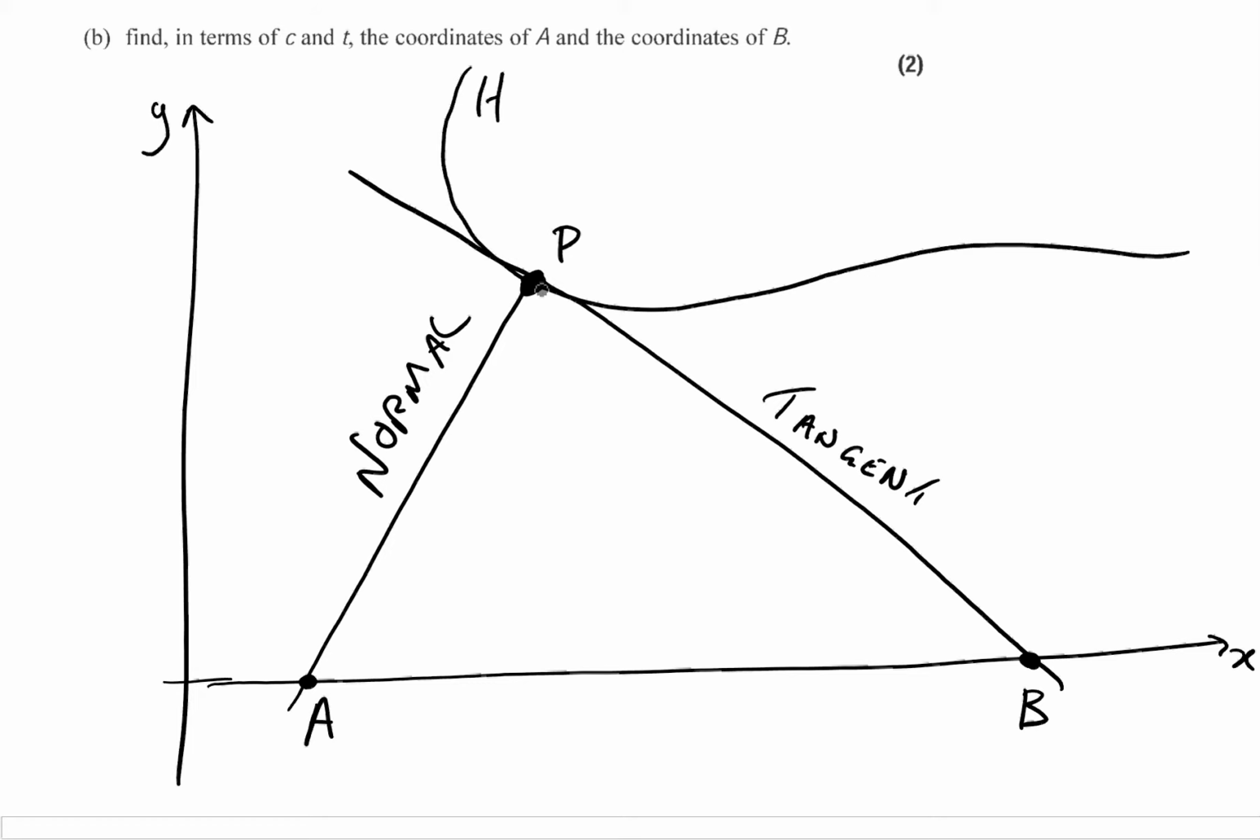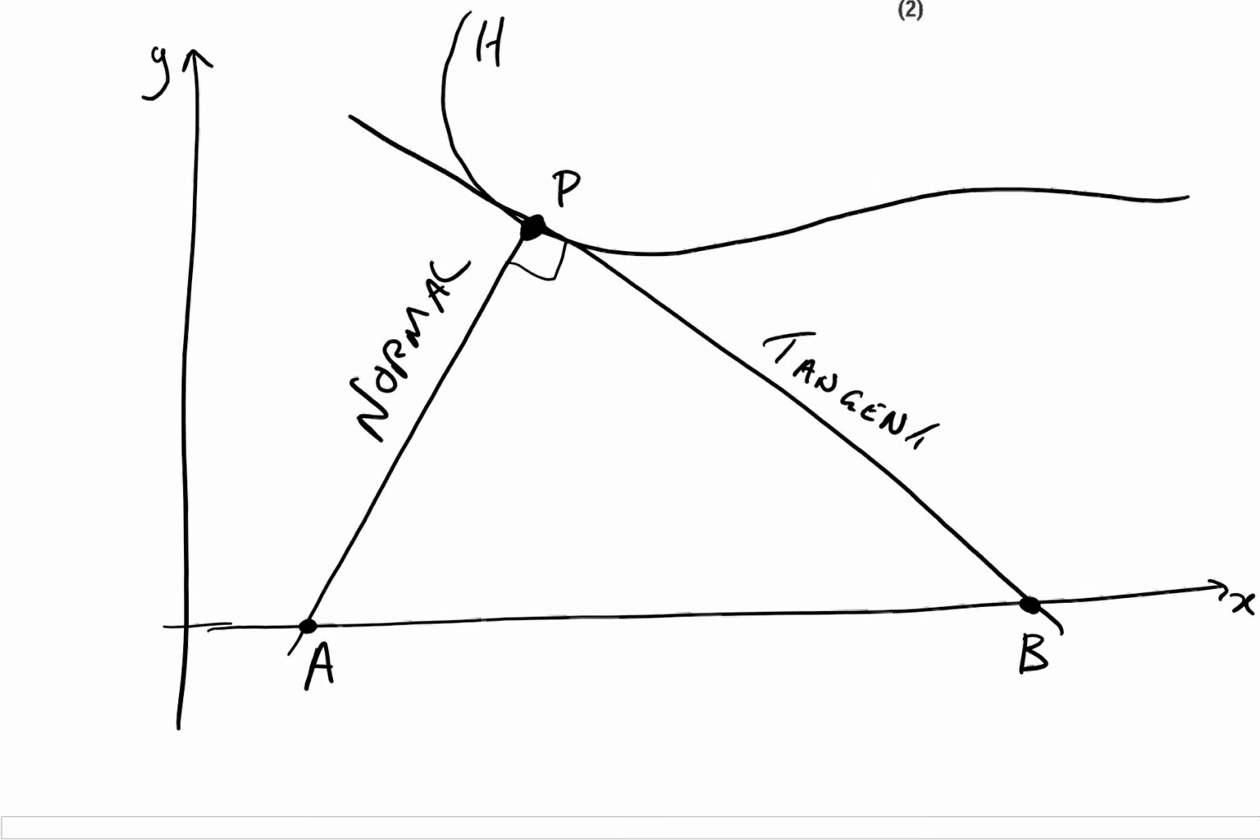We've got a point P, which lies on this rectangular hyperbola. We've got a tangent at P, and that comes down and meets the x-axis at B. And we've got then the normal, which remember is perpendicular to the tangent, which comes down and meets the x-axis at A. So we basically need to find what B and A are. Okay, the coordinates of B and A.